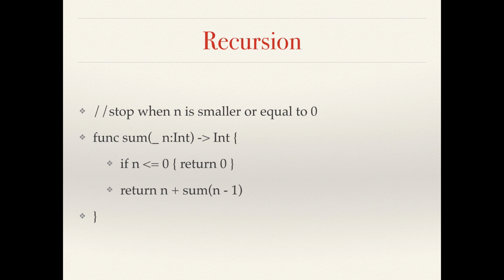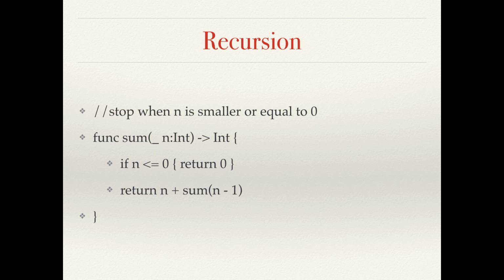Here in the first line of the code, if n is less than or equal to 0, it returns 0. This means that simply when it hits 0, it will return 0 and stop the recursion. Next line is where the recursion actually happens. Return n plus sum(n minus 1). So if n is 5, now we're giving 4. And this will continue until n is 0.